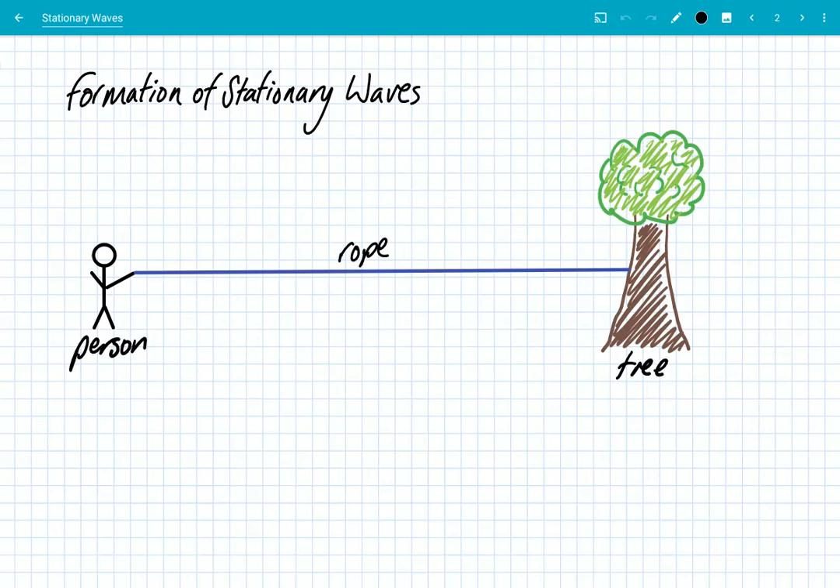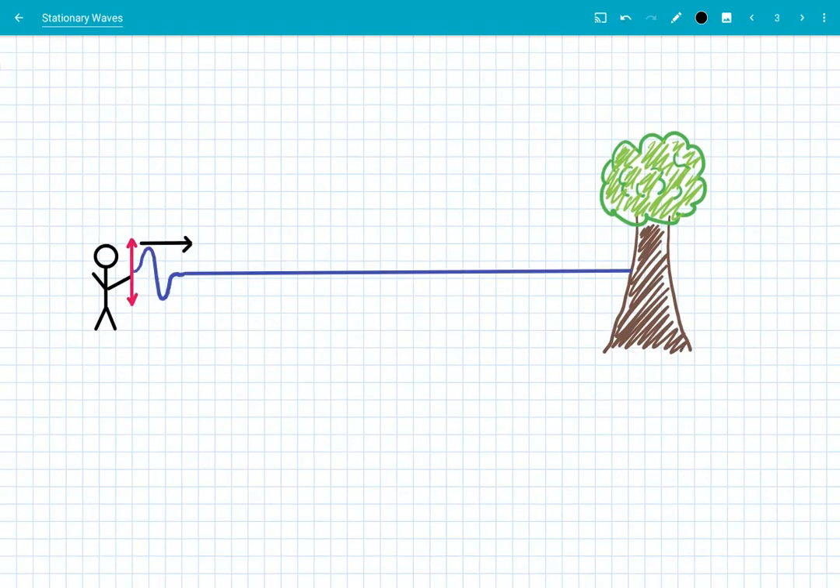So formation of stationary waves can be more easily seen using just a rope, a person, and a tree. The person starts off with a vibration on the rope. So they start it here. And what they send out is a progressive wave, as we've seen, where there is a net transfer of energy. This wave is going to go along the rope through the oscillation. And you can see here the progressive waves are continually being sent out.